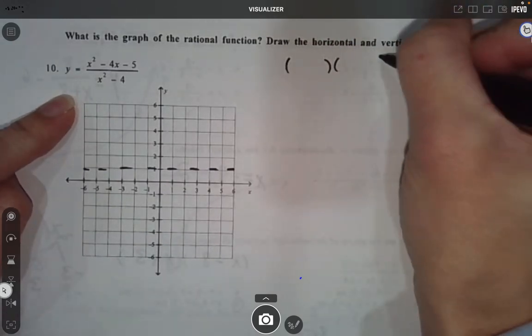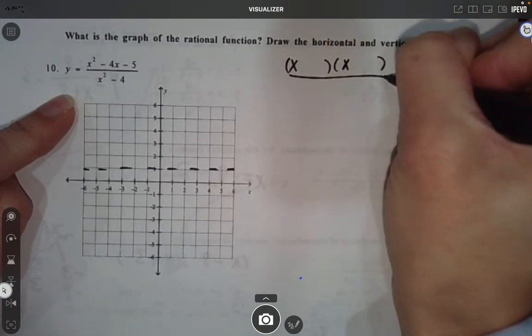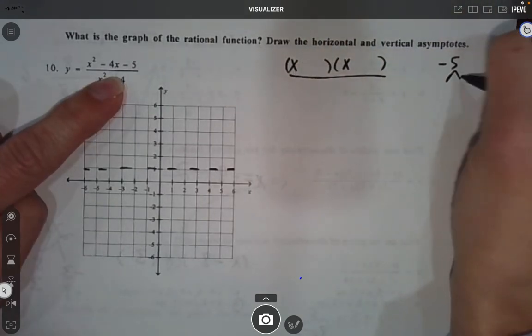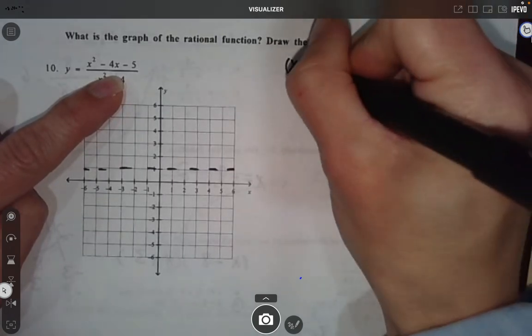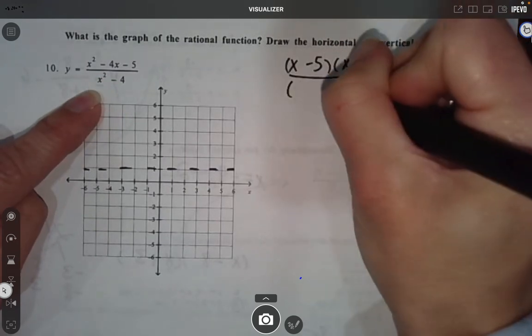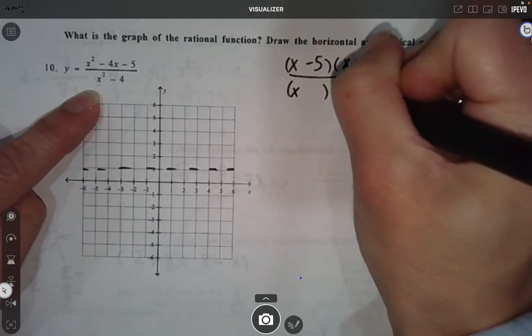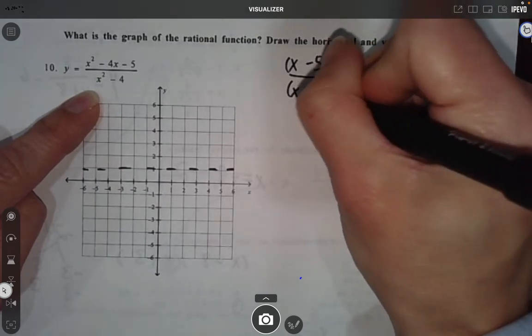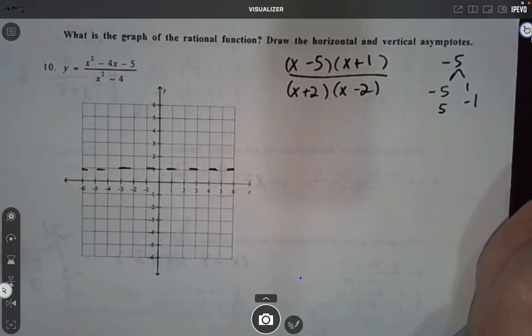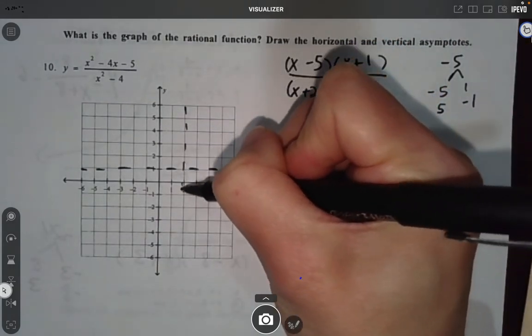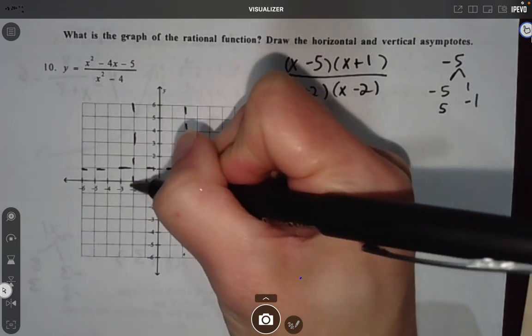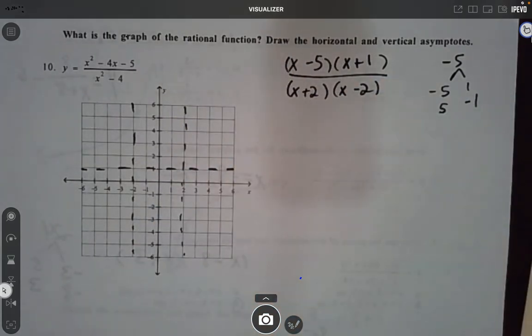So the top one, if I factor, what are factors of -5? It's either -5 and 1 or 5 and -1. And it is -5 and 1. Now, how do you factor x squared minus 4? It's x and x, plus 2, minus 2. So let's draw. We have 2 vertical asymptotes. What are they? -2, +2. Very good. So I'm going to draw +2, -2. Okay, so we got a lot going on this graph.